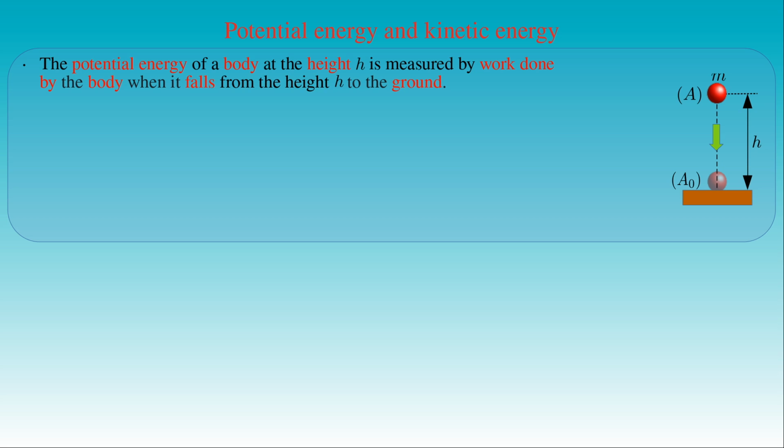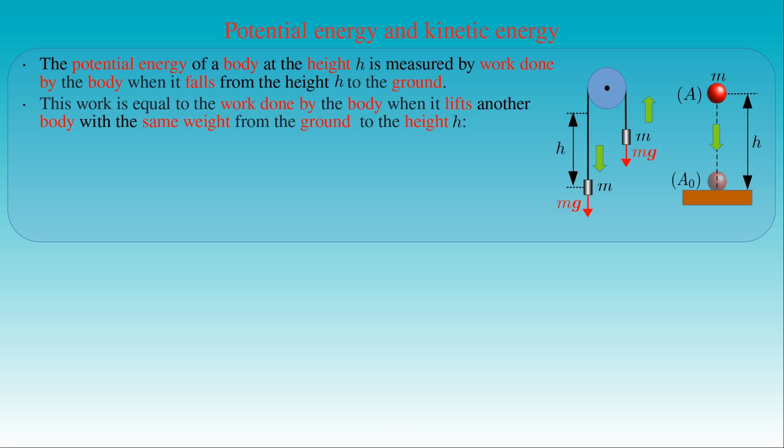When a body descends from the height h to the ground, it can lift another body attached to the descending one with a string passing through a fixed pulley with a negligible mass, provided the other body has the same weight and the bodies were set in motion by applying a slight push. Therefore, the body does the work by lifting the other body from the ground to the height h, that is bringing it from the state A0 to the state A. This work is given by the mass m, times the magnitude of the gravitational acceleration g, times the height h, which is called the potential energy of the body.